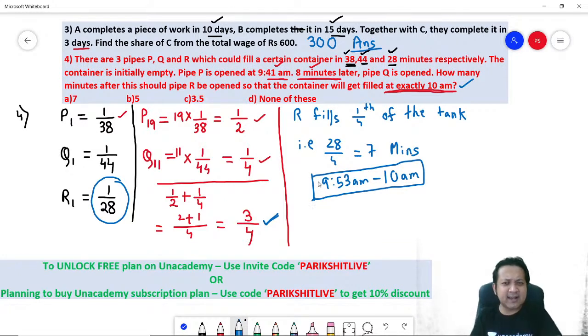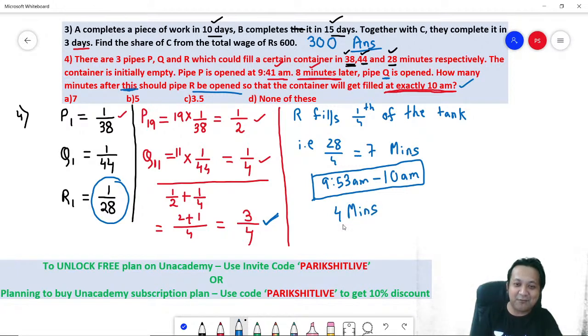What is the question exactly asking? How many minutes after this? This means after Q. How many minutes after Q should R be open? Remember, Q was opened at 9:49. So when should R be open? R should be opened at 9:53. How many minutes after Q? 4 minutes after Q. That's your answer.